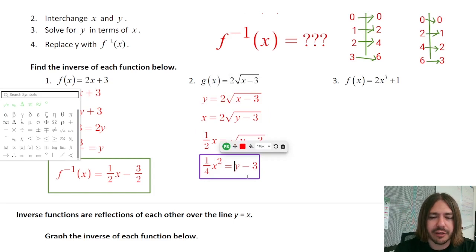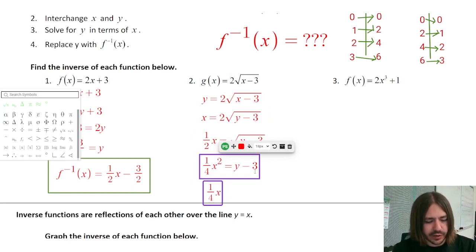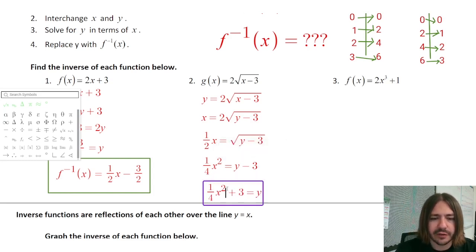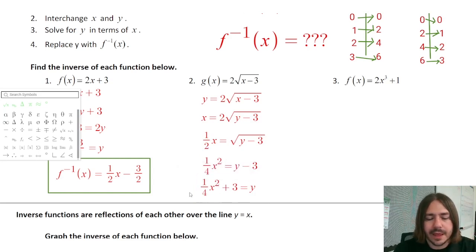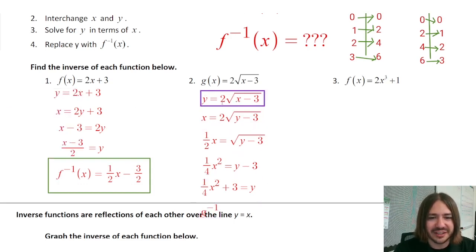Finally, I'm going to add 3 to both sides. So I get y equals, well, I'll just leave it like I had the other one. 1/4 x squared plus 3 equals y. Added 3 to both sides, and now I've got my inverse function. Let's just go ahead and write it as g for the inverse of g. Right, so this function is named g, so inverse would be the inverse of g.